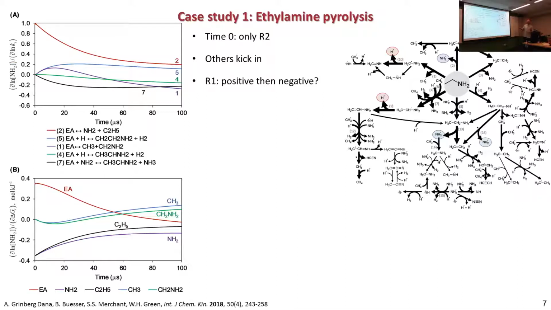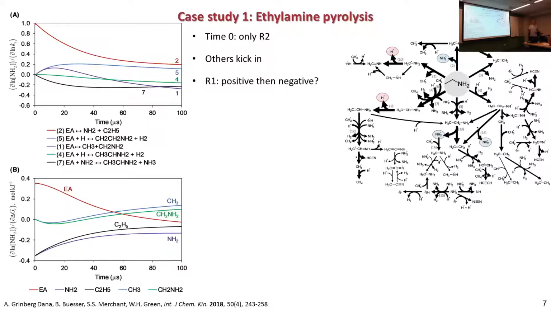The numbers here correspond to the number on the graph, so that's why we have 7. So what do we have? We said at early times we mainly have dissociations, right? CC bond cleavage, we have it here, and CN bond cleavage. So we have NH2 mainly from reaction number 2, which we can see here, the red line.